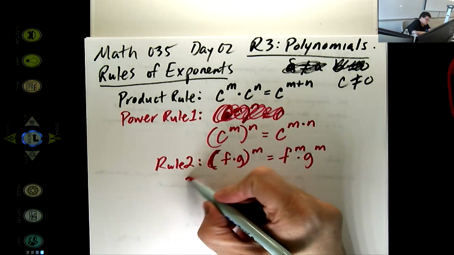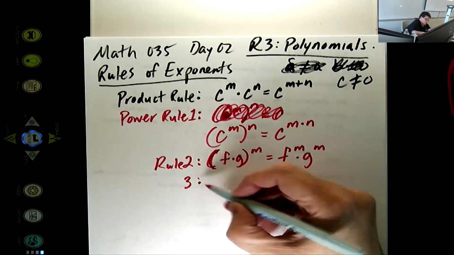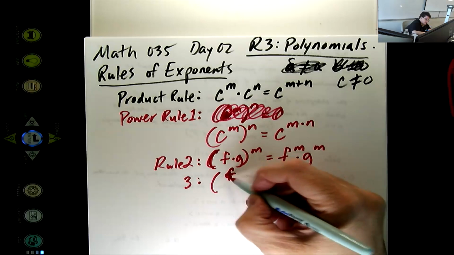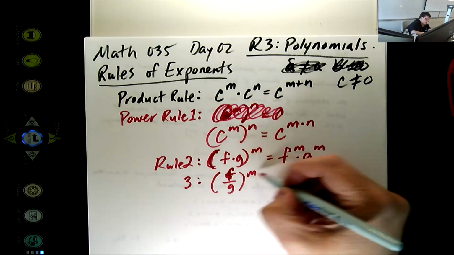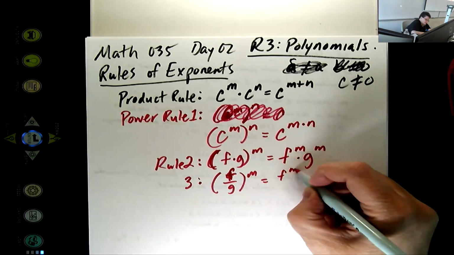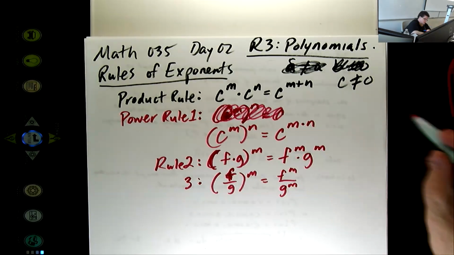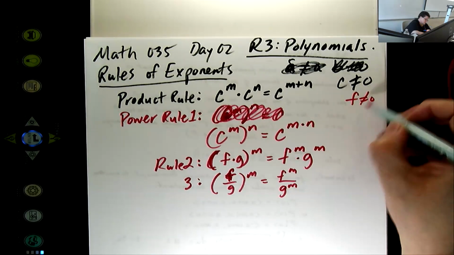Number 3. We have division, f over g raised to the n power is f to the n power over g to the n power. So here f doesn't equal 0 and g doesn't equal 0 either.